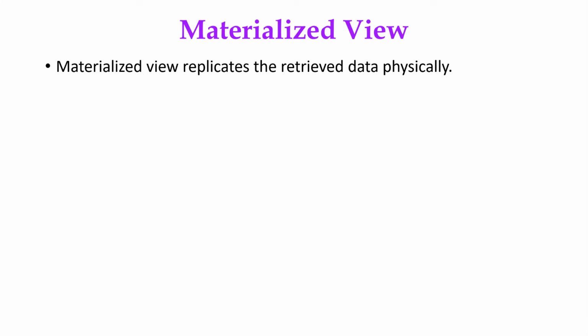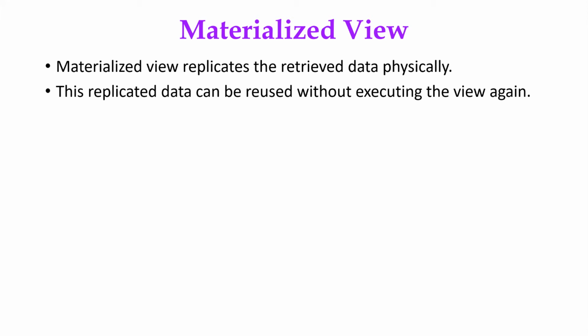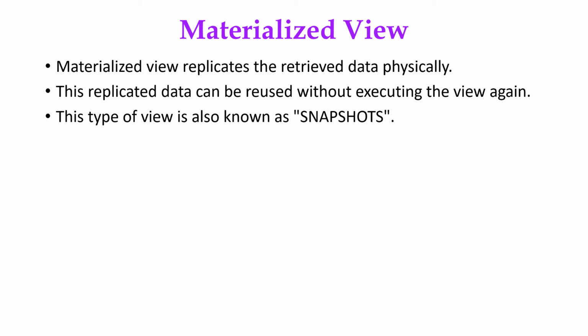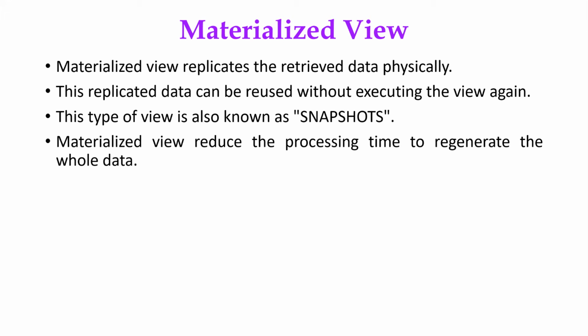Coming to the materialized view. A materialized view replicates the retrieved data physically. So what happens? The replicated data can be reused without executing the view again. This type we call a snapshot, and it will reduce the processing time to regenerate the whole data. It is something like a cache memory, we can say for understanding.